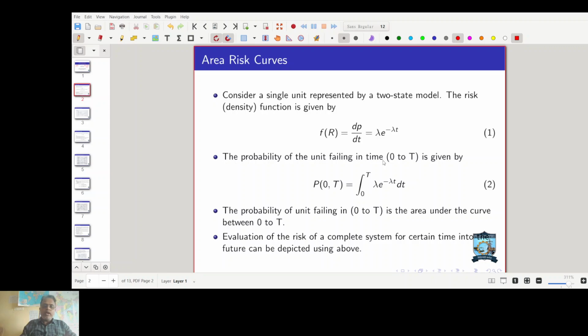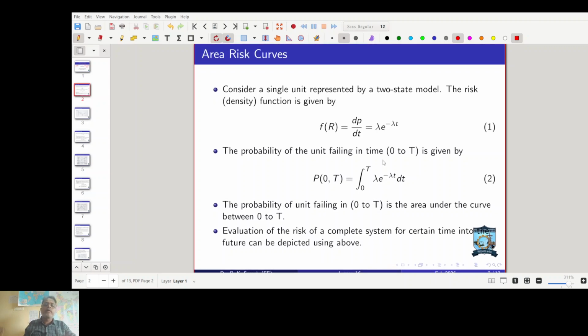With that basic knowledge, we now come to various other approaches for operating reserve reliability computation. So one such concept is area risk curve. What is area risk curve? Consider a single unit represented by a two-state model. The risk function is given by this equation, lambda e to the power minus lambda t, where lambda is the failure rate, and this is an exponential distribution.